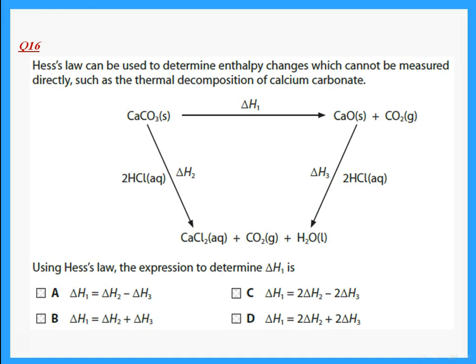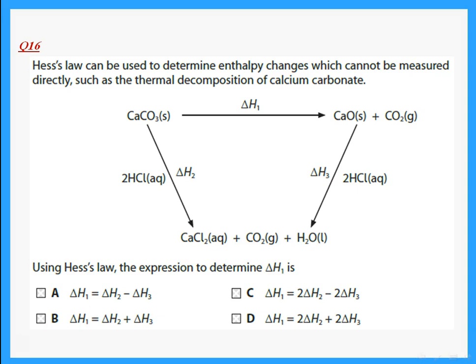Okay. Then, this is another question. It says, Hess's law can be used to determine enthalpy changes which cannot be measured directly, such as thermal decomposition of calcium carbonate. So we're trying to get the delta H1, which is calcium carbonate giving calcium oxide plus CO2. But it says I'm going to use what? I'm going to use a delta H2 for the reaction of calcium carbonate with HCl and a delta H3 for the reaction of calcium oxide with HCl. And it asks, if I want to determine delta H1, which pathway should I use?